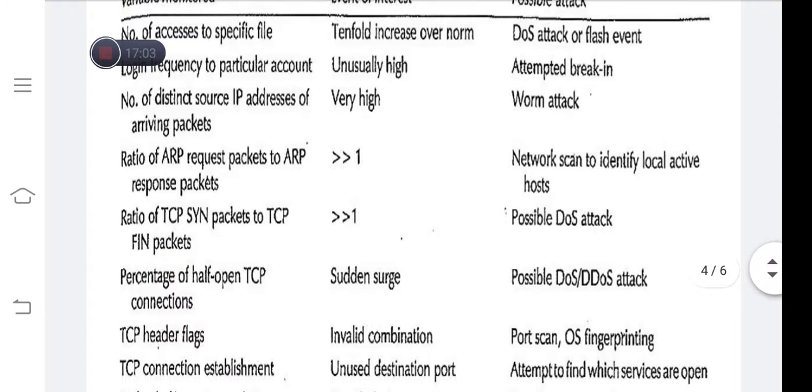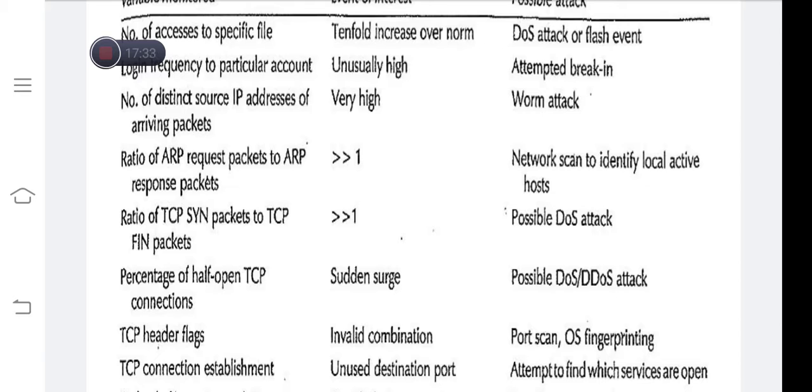So when we consider the anomaly intrusion detection system, now we are going to discuss the difference between anomaly versus signature based IDS. Anomaly based intrusion detection involves making a determination whether the behavior of the system is a statistically significant departure from the normal.